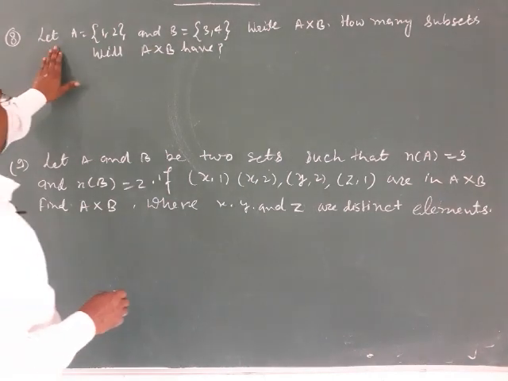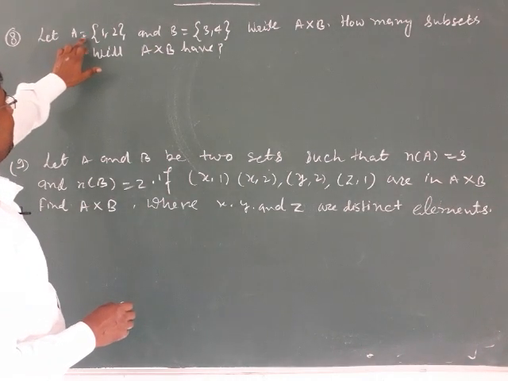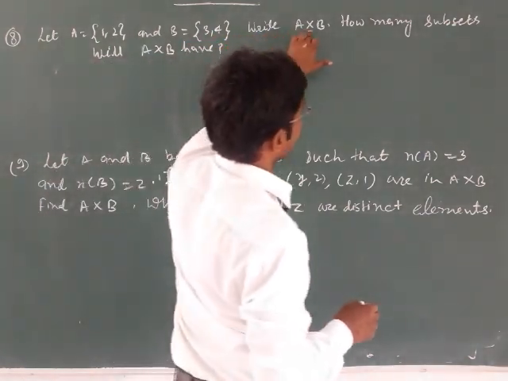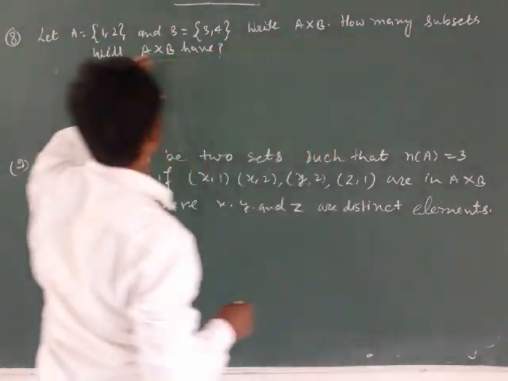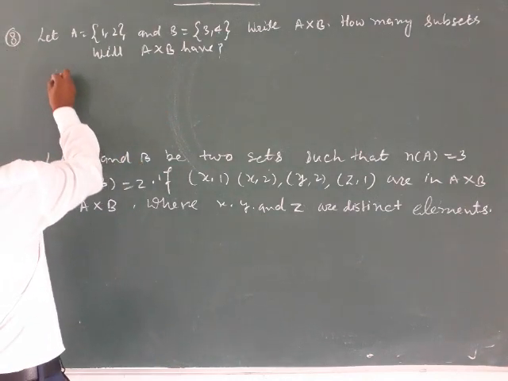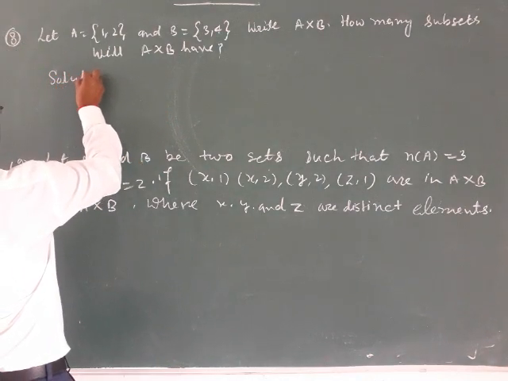Question number 8. Let set A have elements 1, 2 and set B have elements 3, 4. Write A cross B. How many subsets does A cross B have? So now the solution of this question.